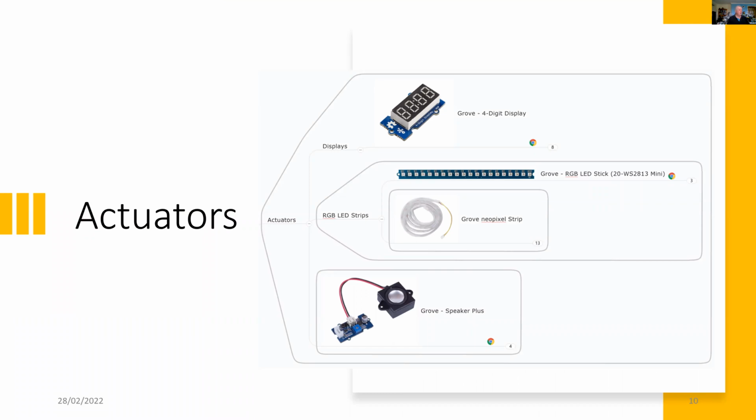So with the actuators, we'll be using a 4-digit display. It's a Grove display, and you connect it with the Grove cable to bitmaker. And we'll also be using the Grove neopixel strip. That's an RGB, which stands for red, green, blue, so it's an RGB LED strip. And if we have time, perhaps later on, you could use the Grove speakers instead of the speaker on board the bitmaker board.